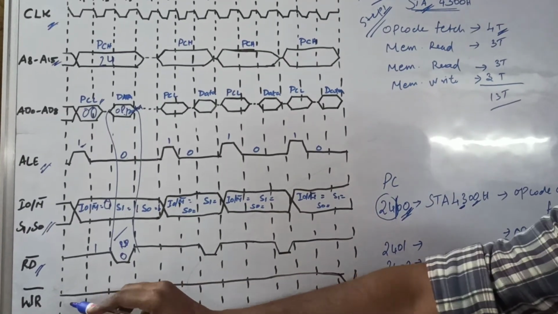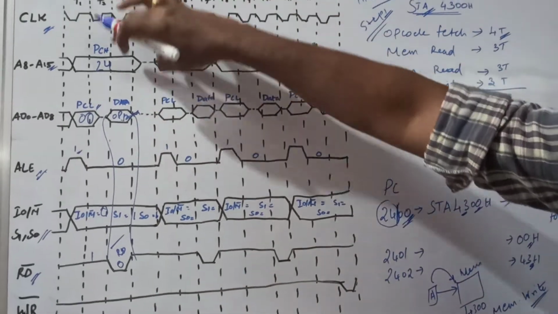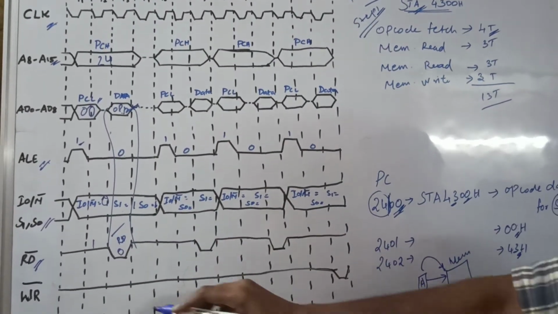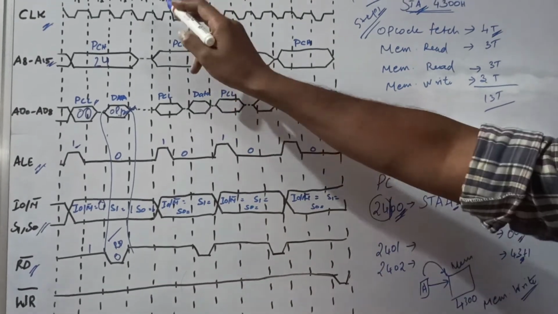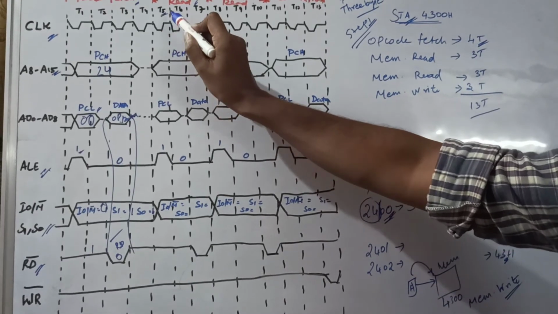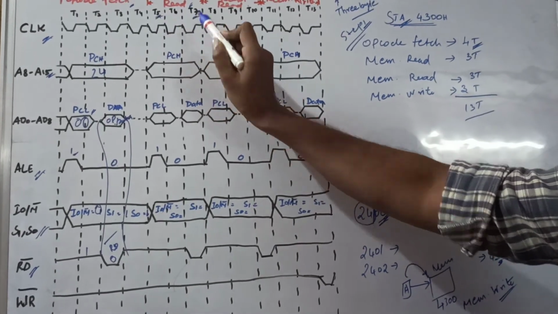The next one is the write function. In this period you can't write the data to any register, so it's a high value. The next cycle is memory read, so here we allocate 3 time cycles, namely T5 to T7.